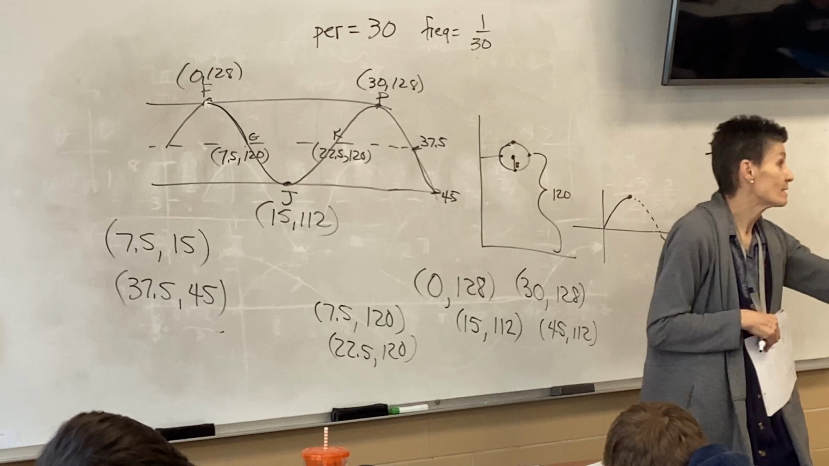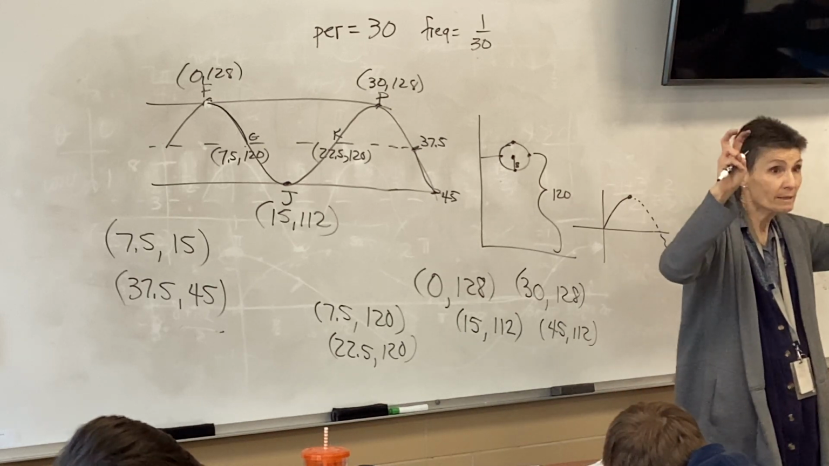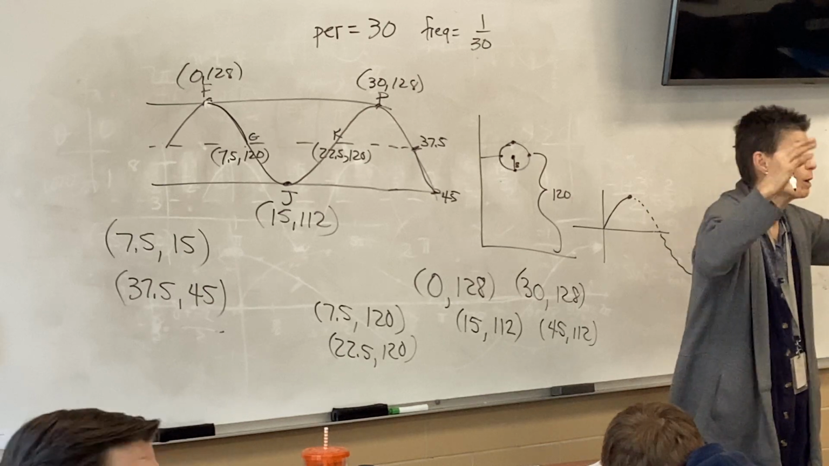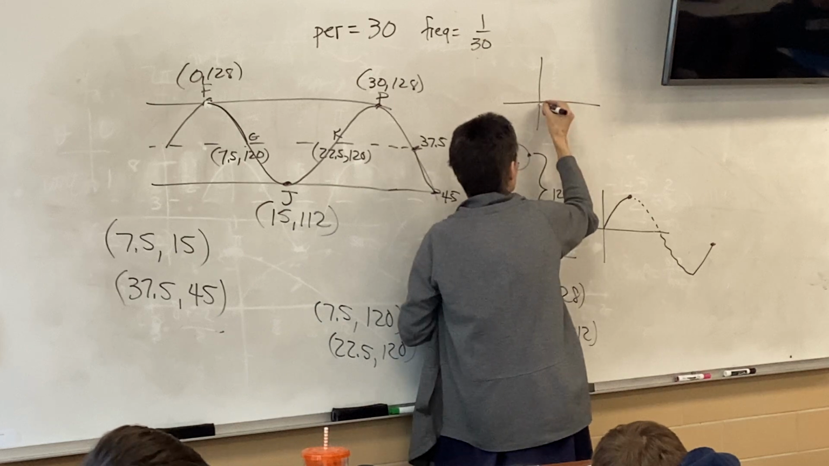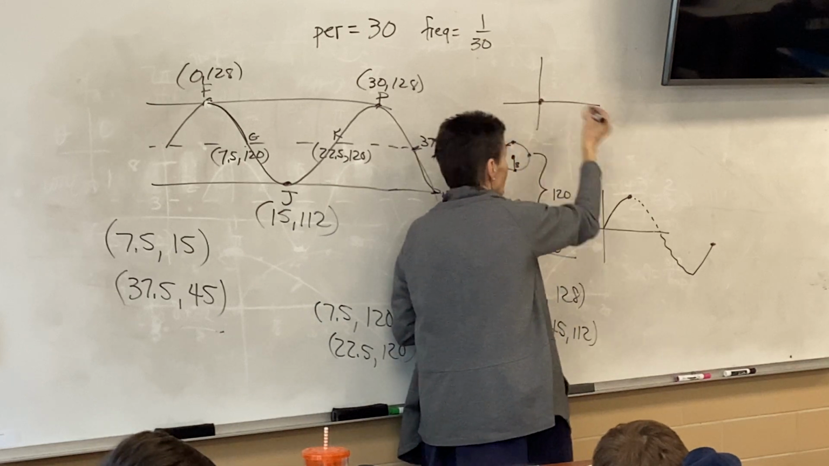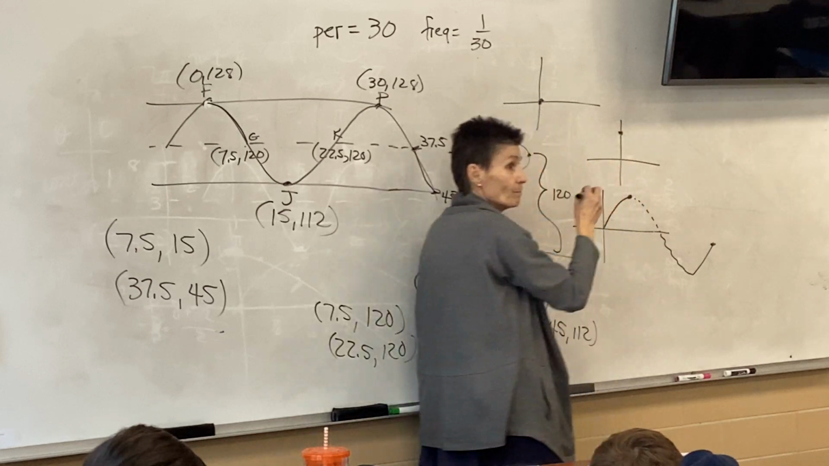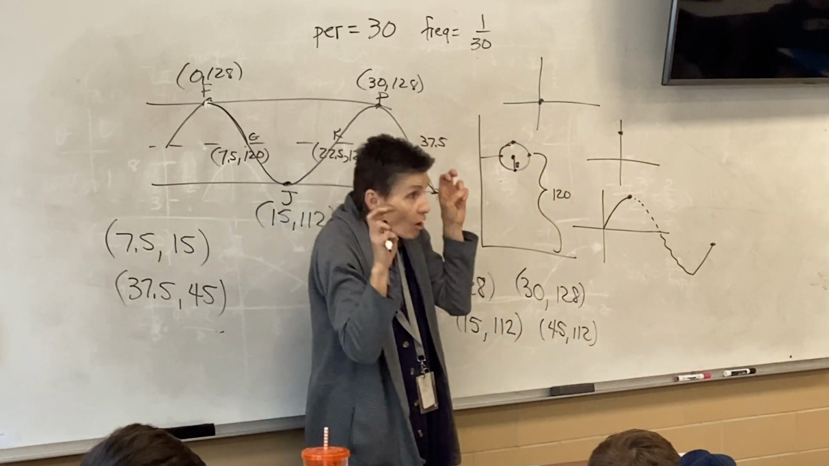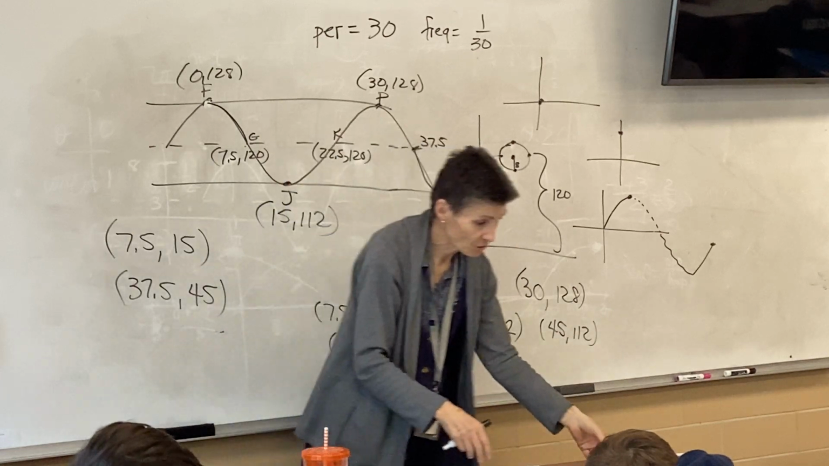Okay, so what's different about them? Their starting point, their zero. In a sine curve, the zero was here, right? But in a cosine curve, the zero was here. So if I call that the starting point, that's what's different. They're shifts of each other.